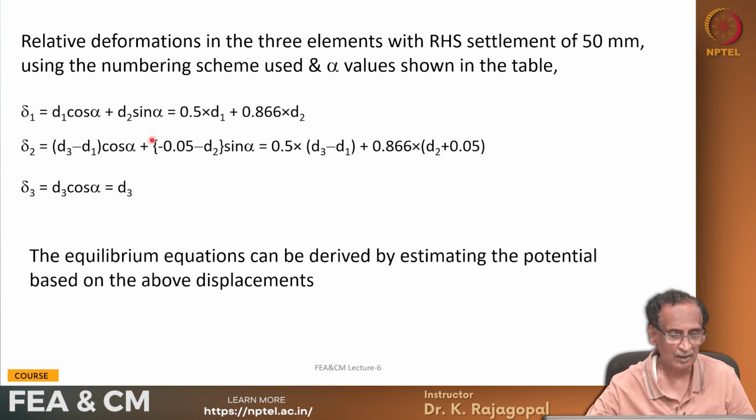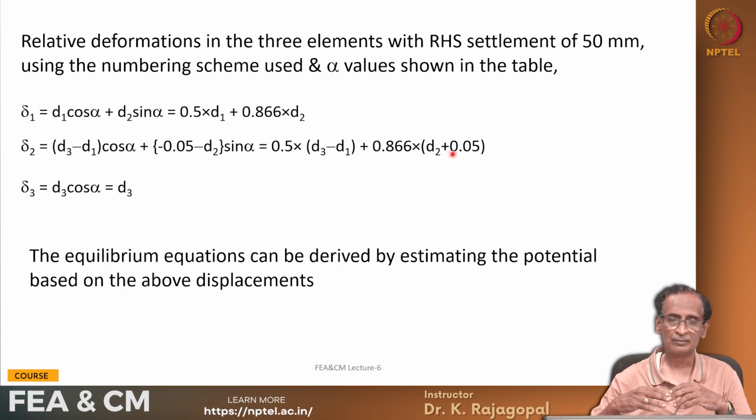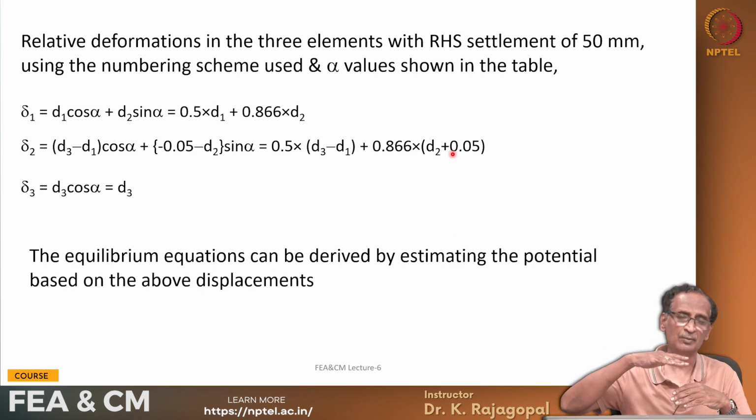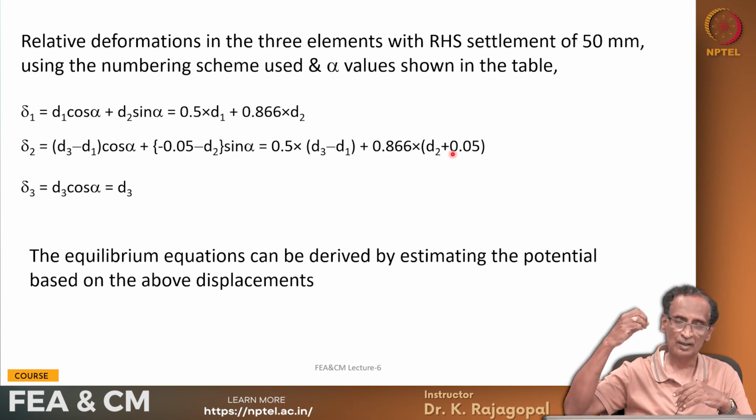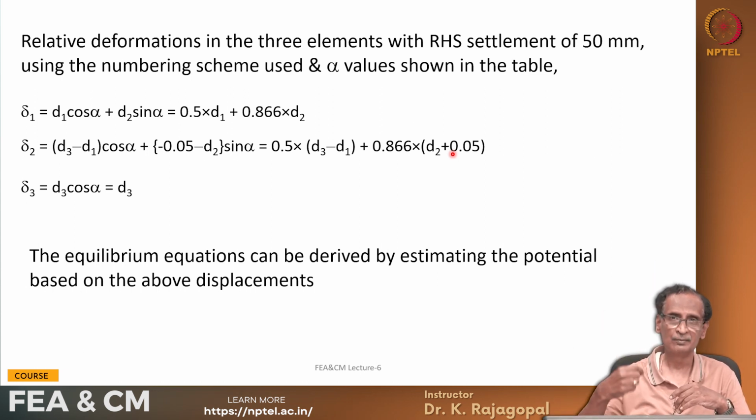So this is our relative deformation multiplied by sine alpha, and sine alpha is minus 0.866. So if you substitute that, you get this. And in fact, the relative deformation is d2 plus 0.05, because we are taking the unknown displacements initially in the positive direction. D2 is along the positive y direction, whereas 0.05 is in the negative y direction.